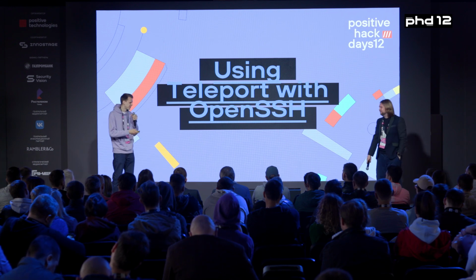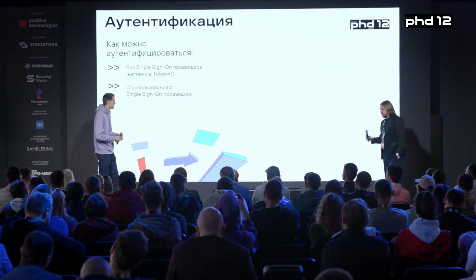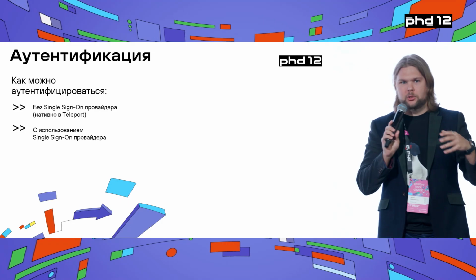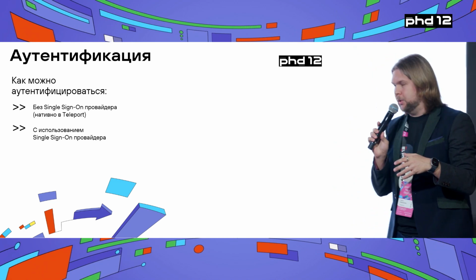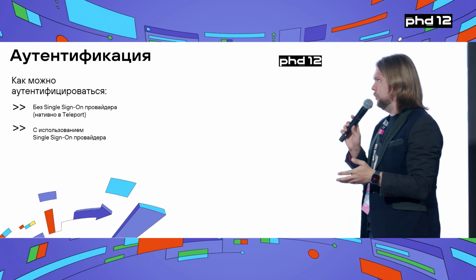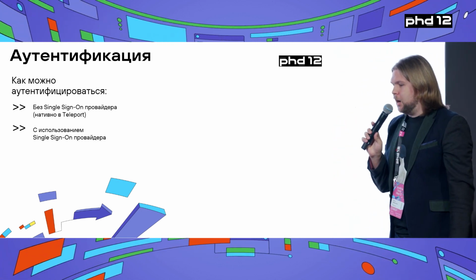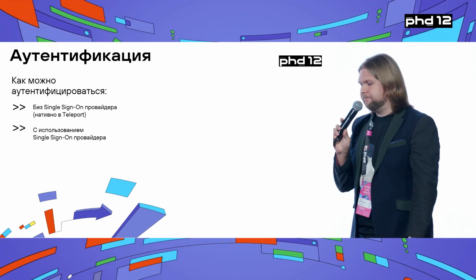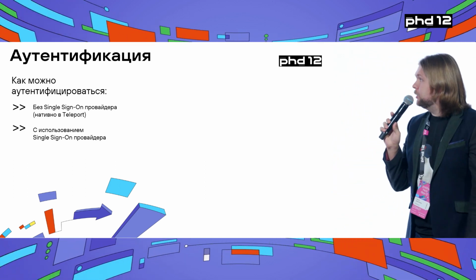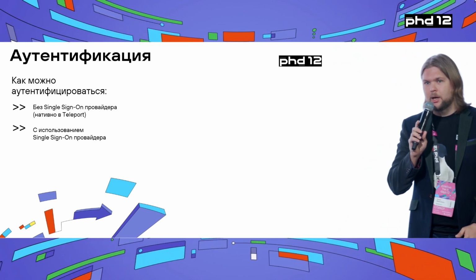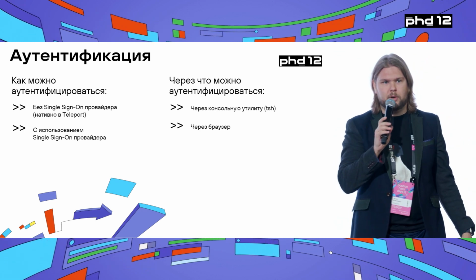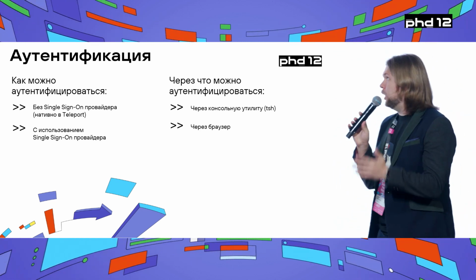So you spoke about the authentication at the final nodes, but tell us about authentication at Teleport itself. Well, we have seen how in terms of architecture the authentication has been structured. So let's have a look at what options there are in terms of authentication. Let's answer the question how you can authenticate in Teleport. There are two options. The first option is you can use an SSO provider. The second option is without an SSO provider, by means of native authentication, which is offered by Teleport.